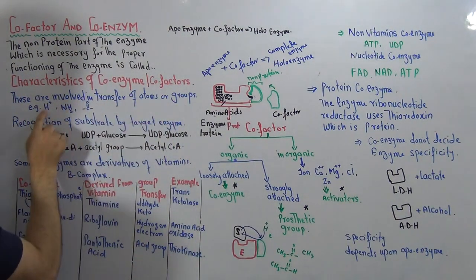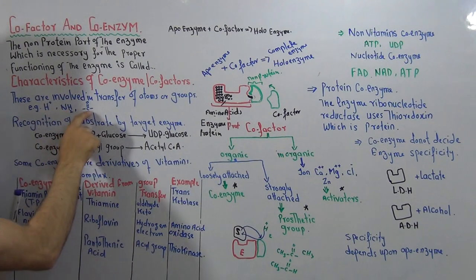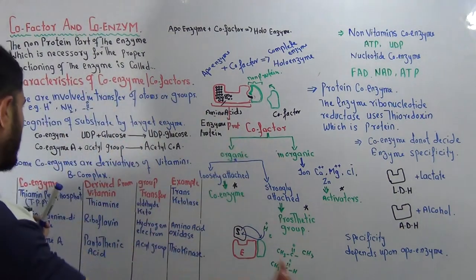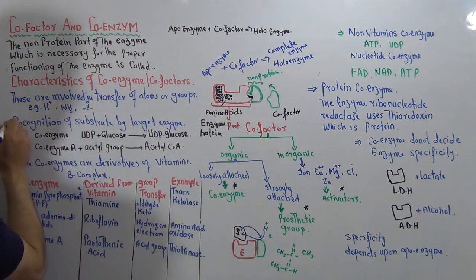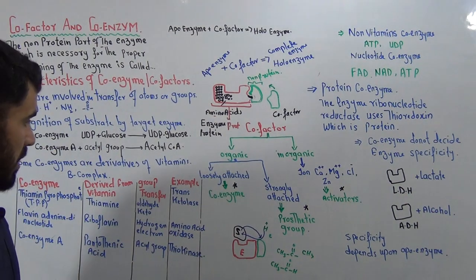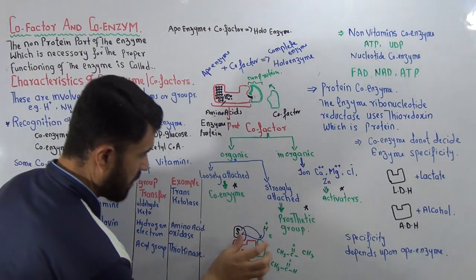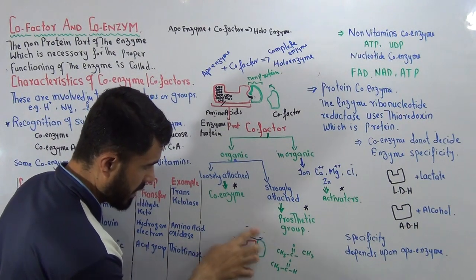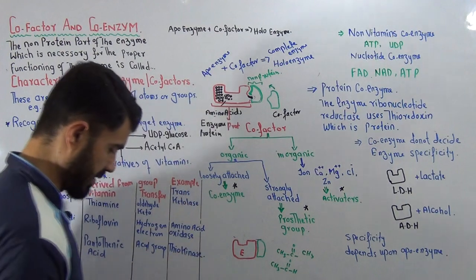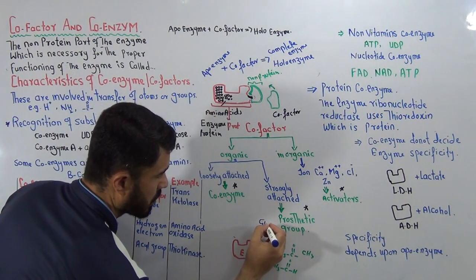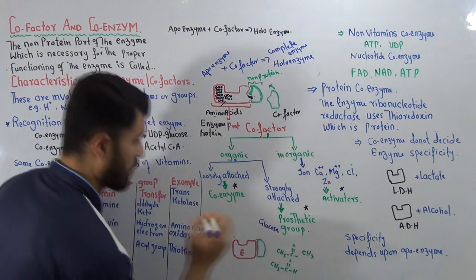Transfer of atoms or groups: hydrogen, amino group, and this may be aldehyde group, C double bond O, maybe ketone group or acetyl group. The second function is the recognition of the substrate. Recognition means this is our enzyme and this is the cofactor. Here, let's suppose we have substrate glucose.